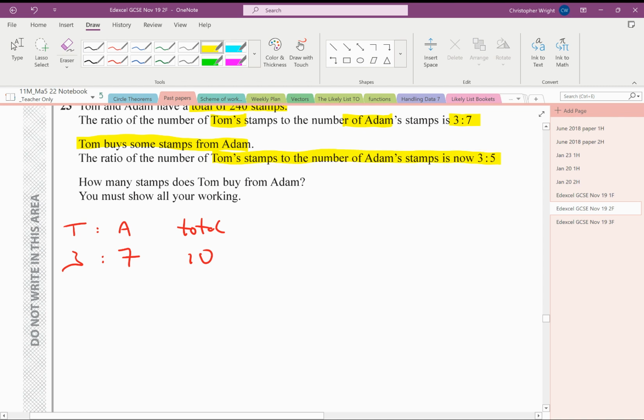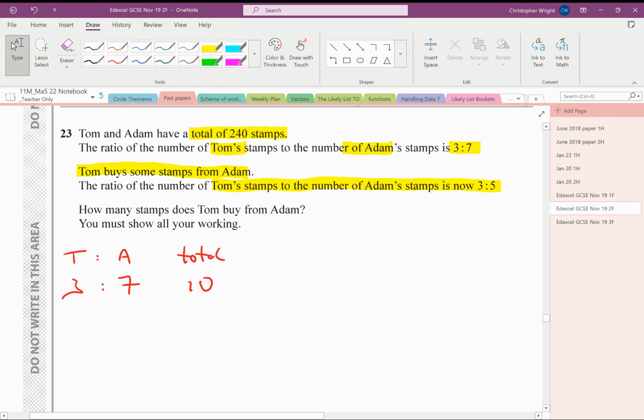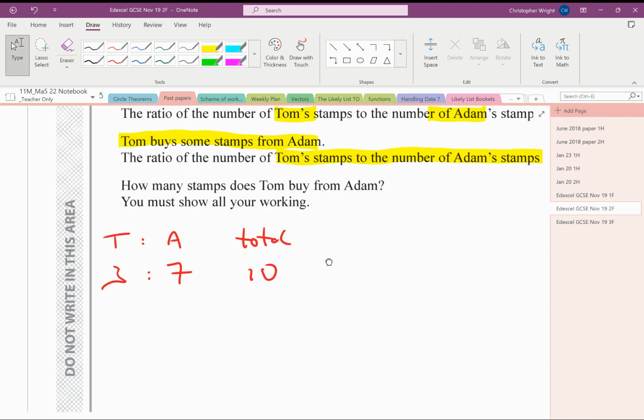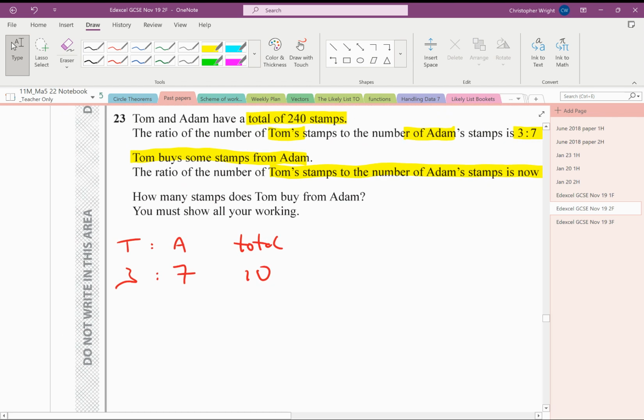Let's start off by going back to the beginning. Tom and Adam have a total of 240 stamps, and they're in this ratio. Let's work out how many they had each. The ratio 3 to 7 has a total of 10, and actually they had a total of 240. So we've multiplied by 24 here. So to start with, Tom had 3 times 24, 72, and Adam had 7 times 24, 168. So that's how they were split originally.